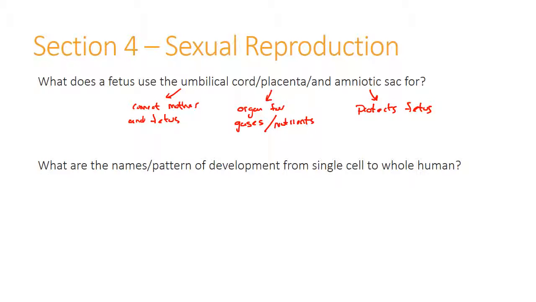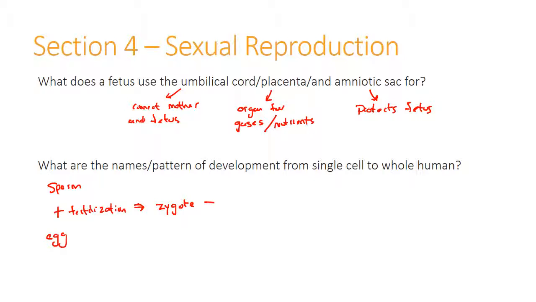So what are the names and patterns of development from a single cell to a whole human? Well, first off, of course, we have sperm, and we have the egg. And when they both meet in that process called fertilization, we make the first single cell, and that's going to be called a zygote. And you'll remember I joked around with you saying your very first name was Goat, and your first name even had a Z in it, so you're like the coolest person ever.